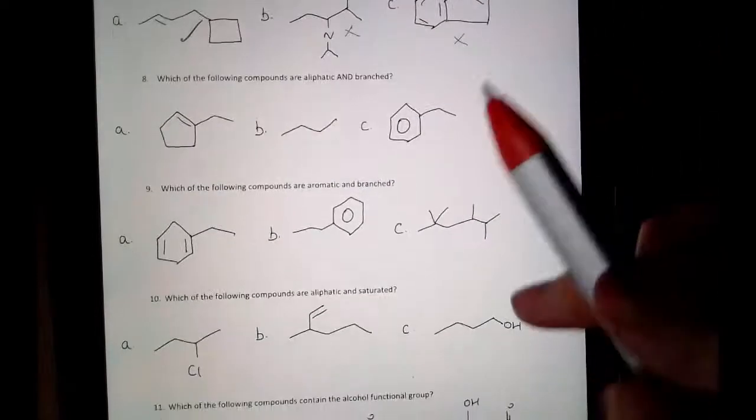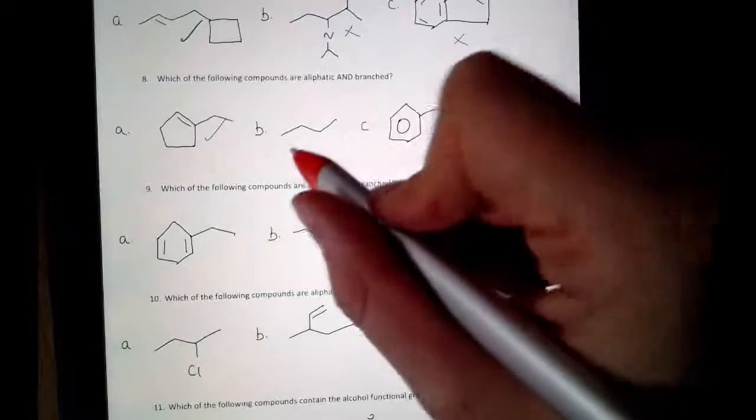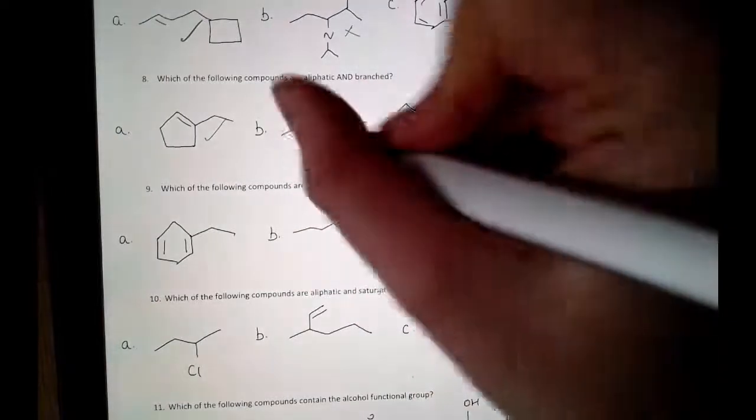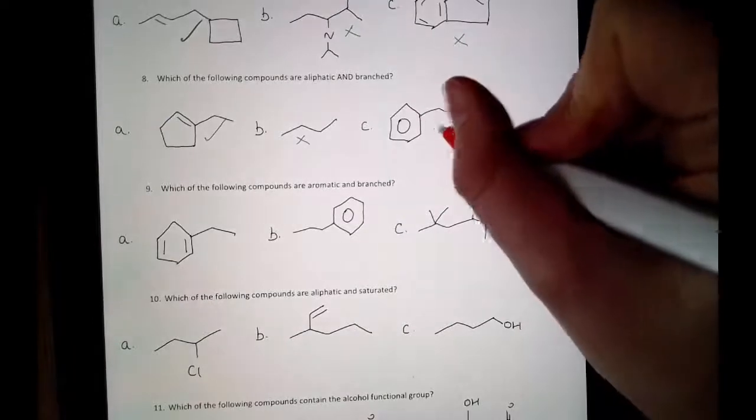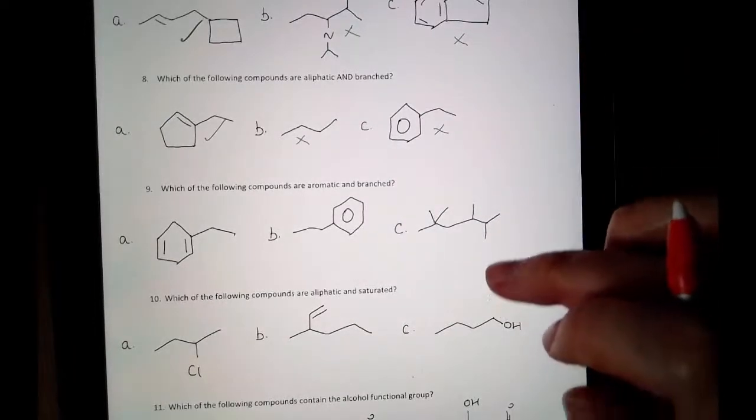Which of the following are aliphatic and branched? So this does not have a benzene ring, so it's aliphatic. It does have a branch. This does not have a benzene ring, so it's aliphatic, but there is no branch. This does have a benzene ring, so it cannot be aliphatic, even though it is branched.